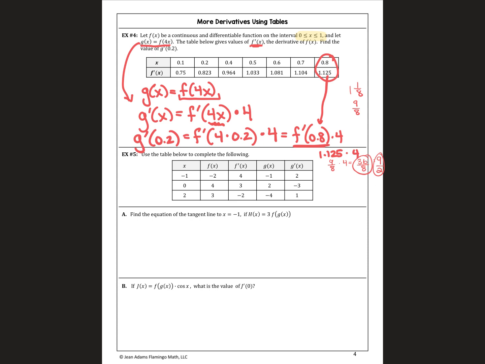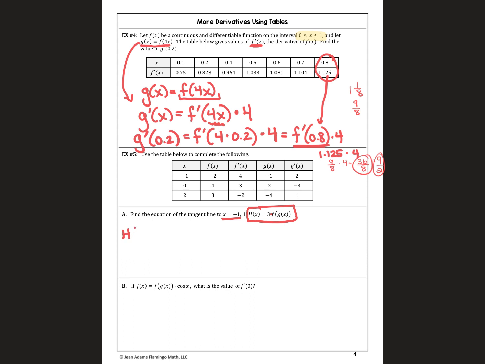In example 5, it says use the table below to complete the following. Okay, here's our table of values. In letter A, it says find the equation of the tangent line at x equals -1 if our function capital H of x is 3 times f of g of x. Right? F of g of x is a composition or a composite function, and 3 is our coefficient.